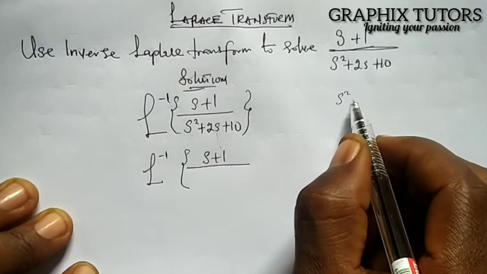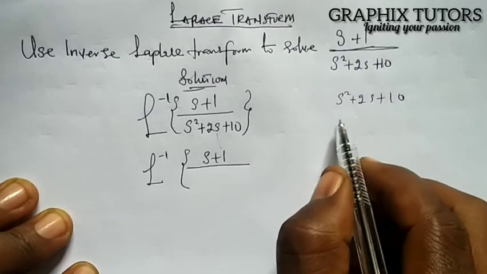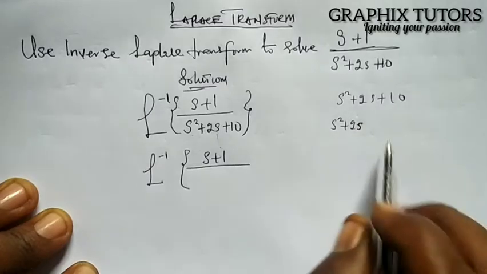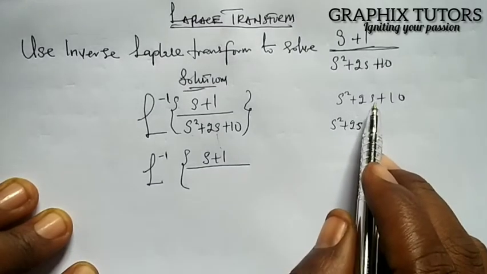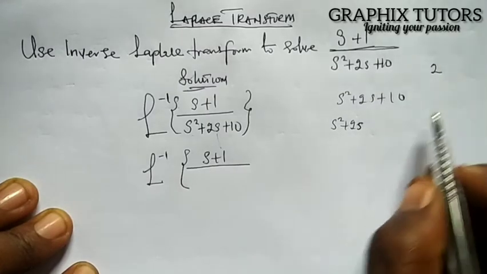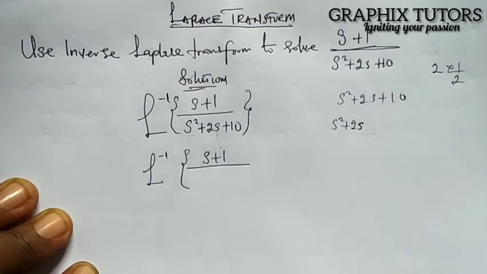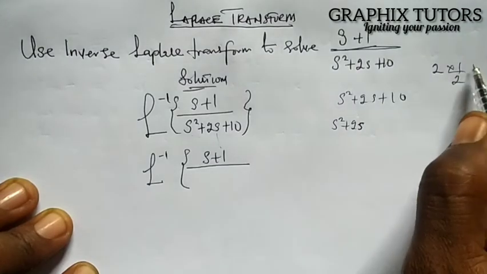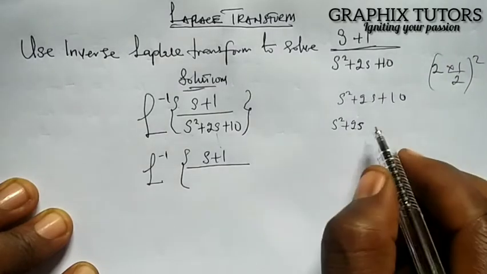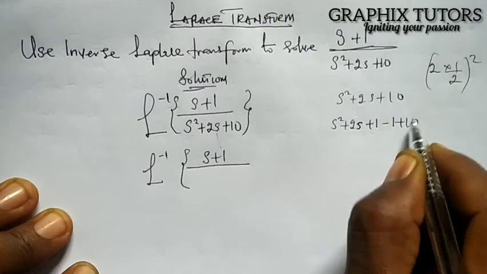If I have s squared plus 2s plus 10, I'm going to write s squared plus 2s, right? Now I'm going to look for half of the coefficient of s here. The coefficient of s here is 2, right? So half of 2 will give us 1. So we'll now square it. We'll be having 1 squared, and 1 squared is 1. So this will now be plus 1, minus 1, then you put plus 10.